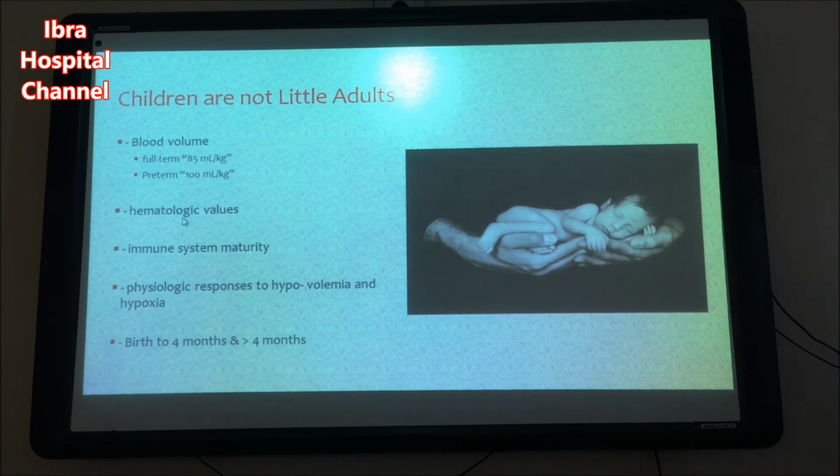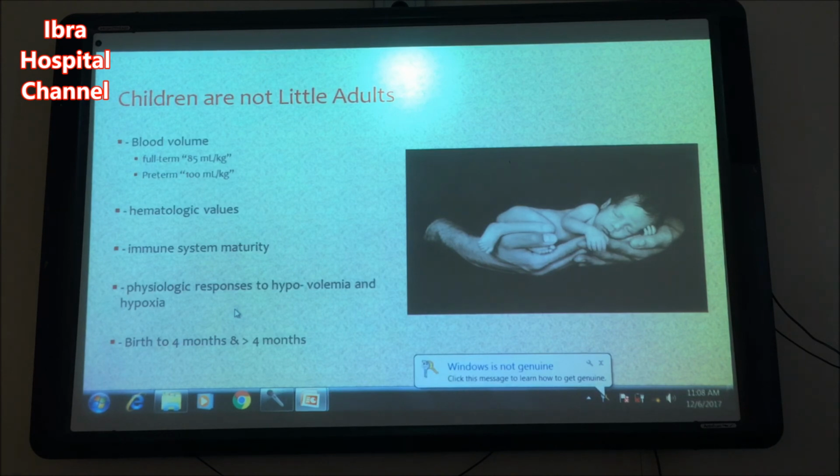Hematological values are different. Normal values for pediatrics are different from normal values for adults. We'll talk about this. The immune system maturity is very low. There is no immune system active in this child. And that has implications in terms of infections, transmissions, even in serious transfusion reactions that I will touch a little bit on. And the physiological response to hypovolemia and hypoxia is also very quick. They can get affected by hypovolemia and hypoxia quickly.